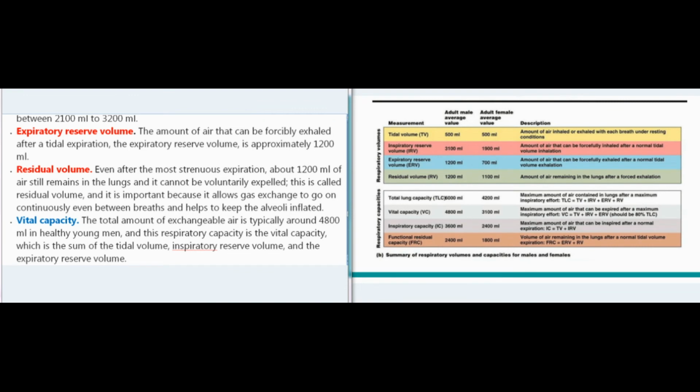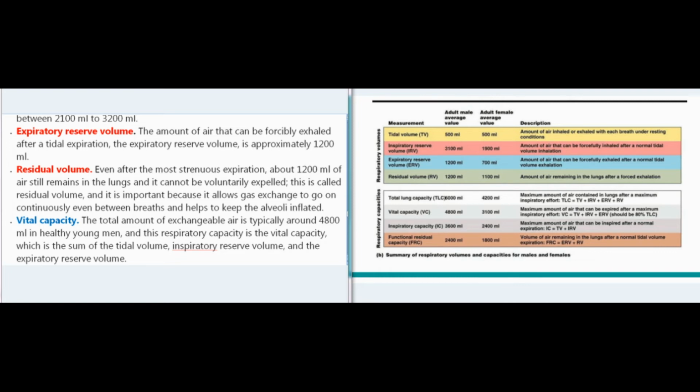Expiratory reserve volume. The amount of air that can be forcibly exhaled after a tidal expiration, the expiratory reserve volume, is approximately 1200 ml. Residual volume. Even after the most strenuous expiration, about 1200 ml of air still remains in the lungs and it cannot be voluntarily expelled. This is called residual volume, and it is important because it allows gas exchange to go on continuously even between breaths and helps to keep the alveoli inflated.